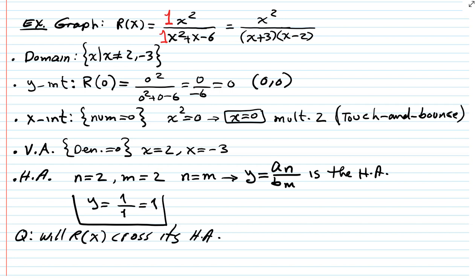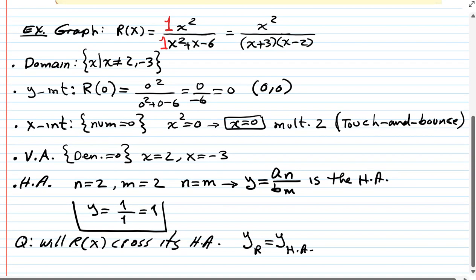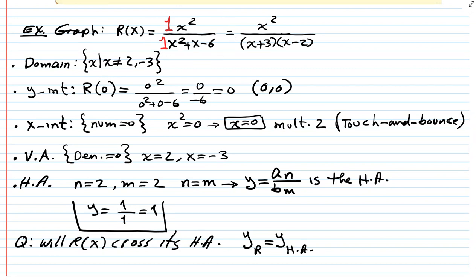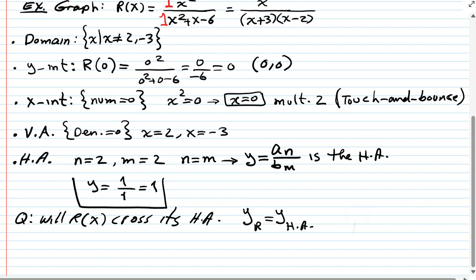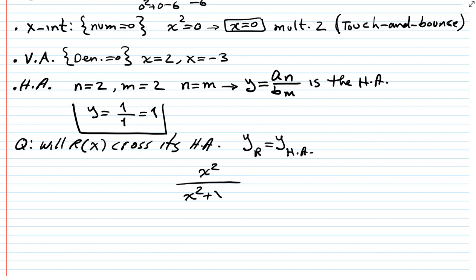So we're going to set the y for r equal to the y for the horizontal asymptote and see where it's going to take us. The y of the rational function is the function itself. So it's going to be x squared over x squared plus x minus 6. Set it equal to the y of the horizontal asymptote.